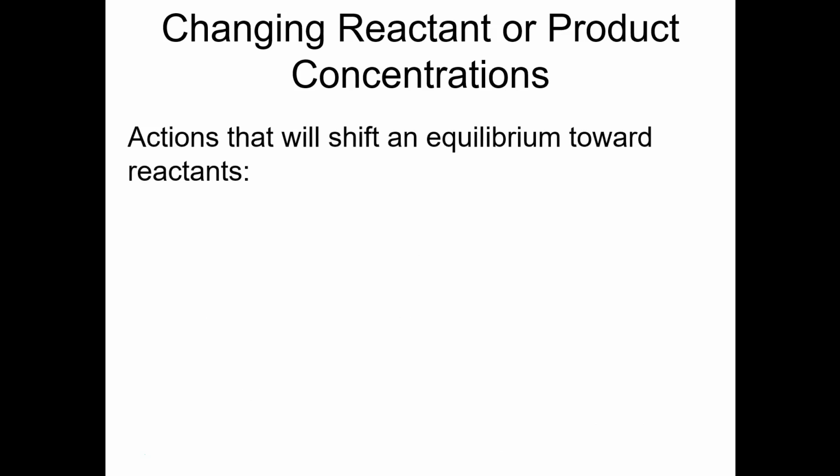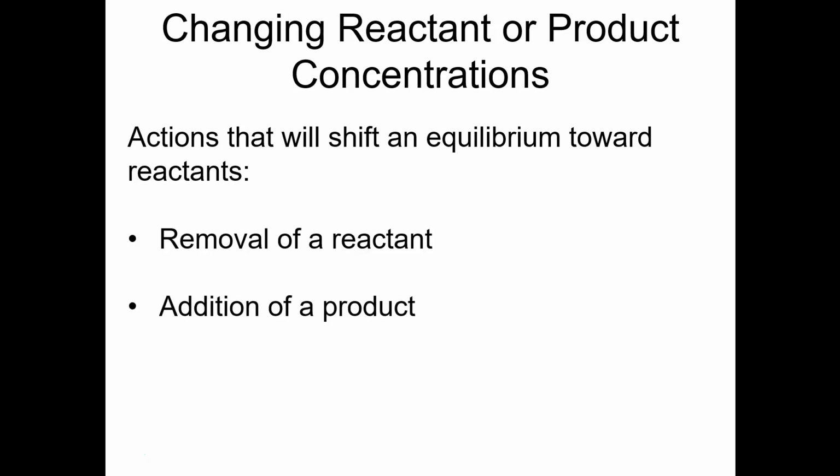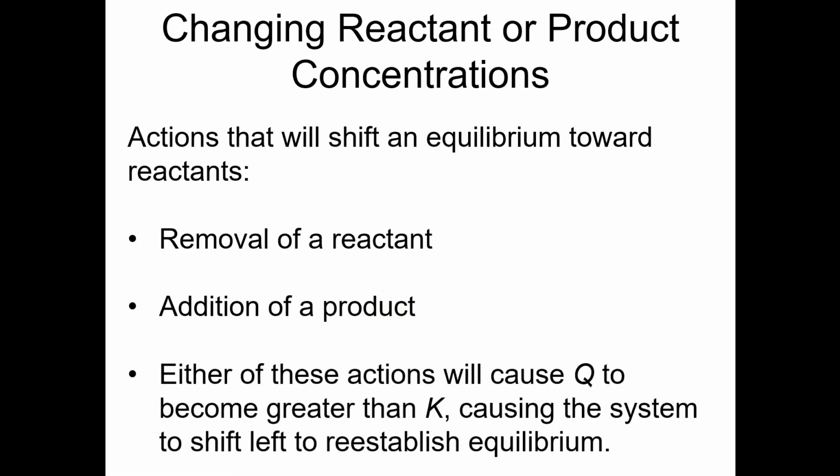Let's consider actions that will shift the equilibrium toward reactants. That would be either removing a reactant or adding a product. And that's because removing a reactant increases the value of Q, right? Removing a reactant decreases the denominator and therefore increases the value of Q. Adding a product increases the numerator and therefore increases the value of Q. Both of those actions are going to cause Q to become greater than K, and therefore the equilibrium is going to have to shift to the left to reestablish equilibrium.